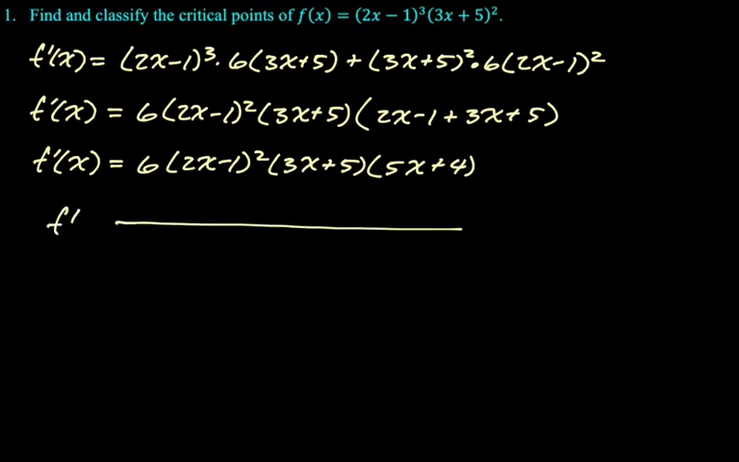So now we're going to do a sign chart, and our sign chart is for f prime, so we want to label that. We have to put 1/2, negative 5/3, and negative 4/5 on this, and we have to put them in order. So negative 5/3 comes first, then negative 4/5, and then 1/2. Now we have to test the regions.